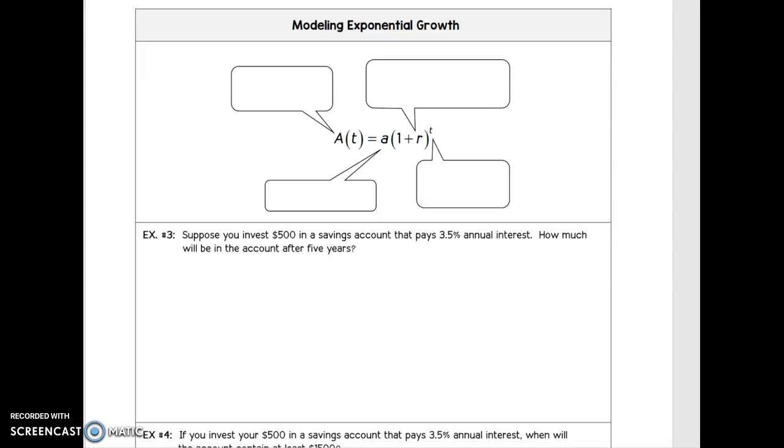Okay, so let's talk about modeling. This formula right here is going to be your friend. So write it down, save it, whatever you need to do. The A in this formula means it's the initial amount. Okay. t here is the number of time periods. This little a right here is the amount.